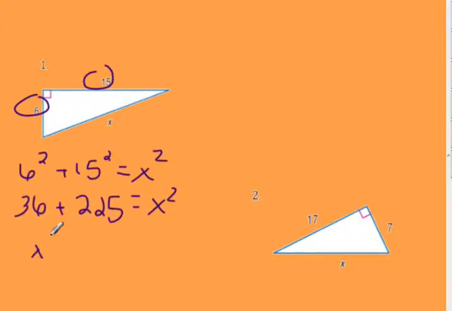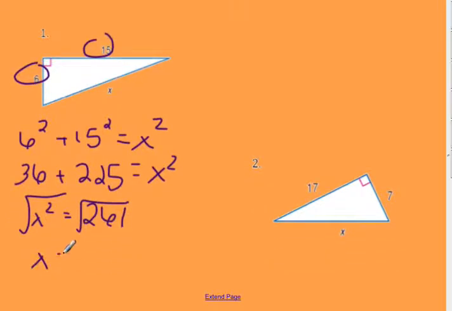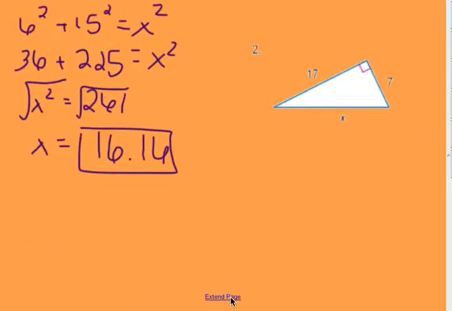So when you add those two together, you take 36 plus 225, and you end up getting 261. Now what you need to do is take the square root of both sides, because we want to know what x is, not what x squared is. So once we take the square root of both sides, we end up getting 16.16.